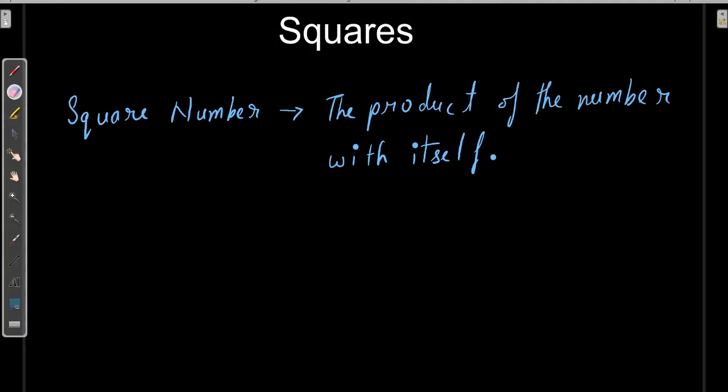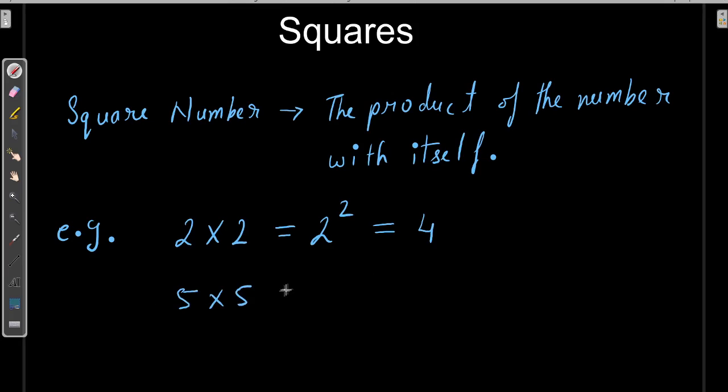In this video we will learn about the square numbers. So what are the square numbers? The square numbers are the product of a number with itself. For example, if I take 2 into 2, the product of the number with itself, it can be written as 2 square, and the answer is 4. Similarly, if I take 5 into 5, that means 5 square, which is equal to 25. So this is the example of the square numbers.